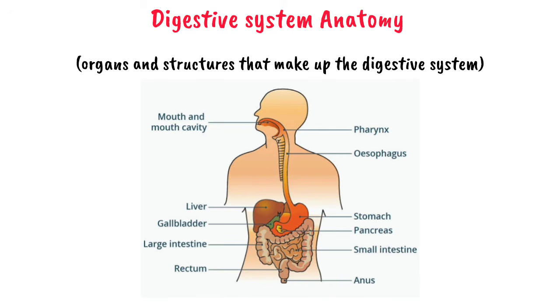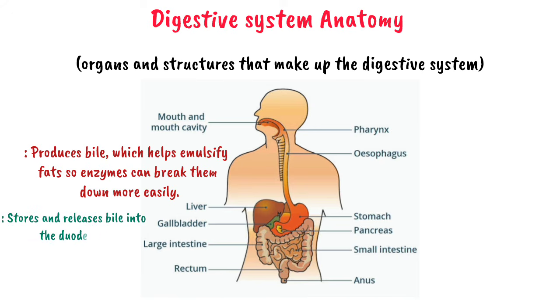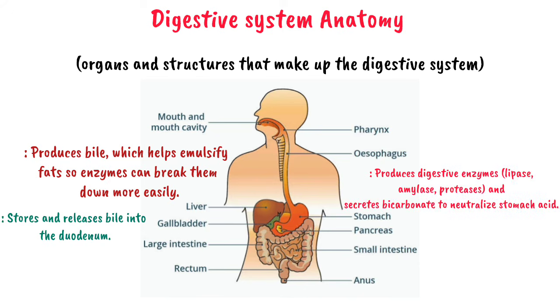So now let's talk about the accessory organs. So we have the liver, the gallbladder, and the pancreas. The liver produces bile, which helps to emulsify fats, so enzymes can break them more easily. And then the gallbladder stores and releases bile into the duodenum, and then the pancreas produces digestive enzymes like lipase, amylase, protease, and it also secretes bicarbonate to neutralize the stomach acid.